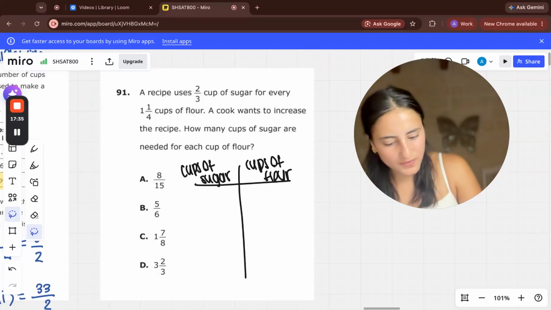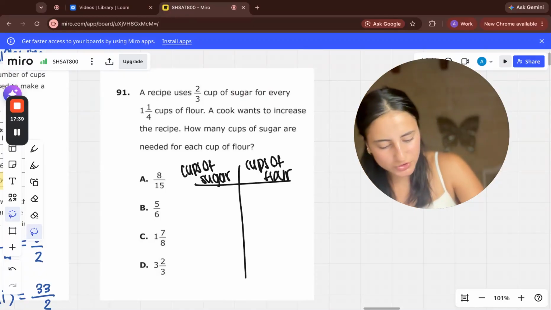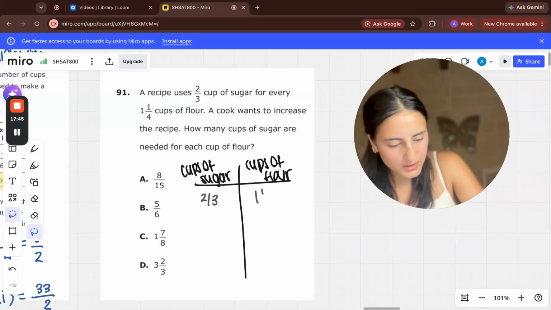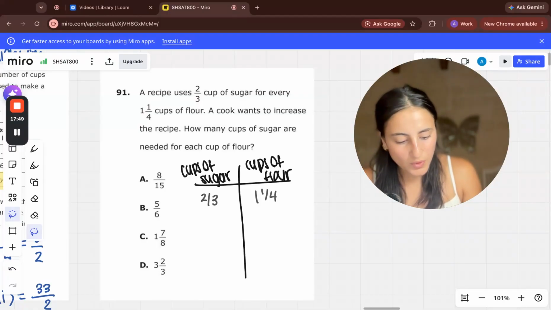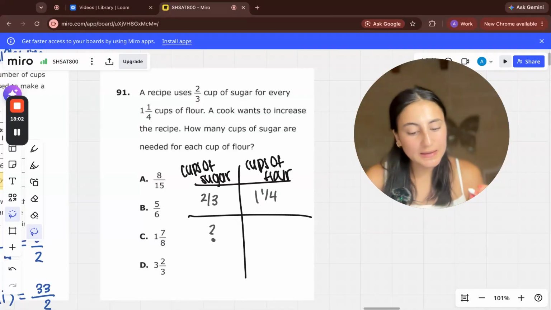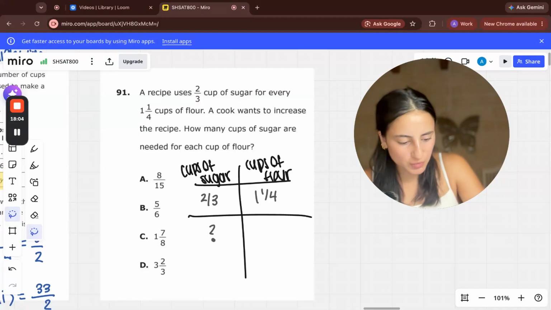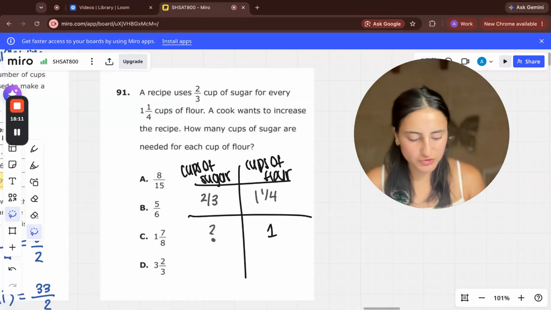So on the left-hand side, we have 2/3 cup of sugar. I'm just going to write down these units for every 1 1/4 cup of flour. Okay. Now we want to find how many cups of sugar. So we're finding this missing value: how many cups of sugar are needed for each cup of flour? For 1 cup of flour, how many cups of sugar do we need for each one?